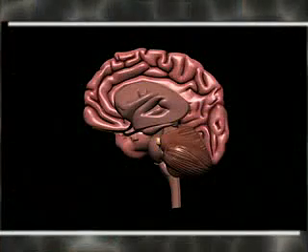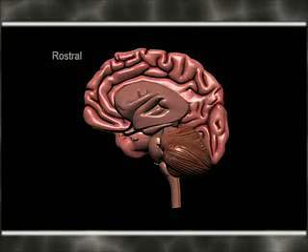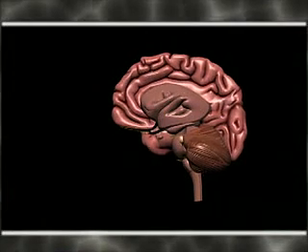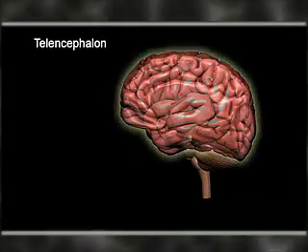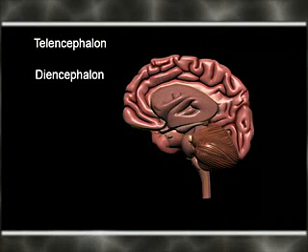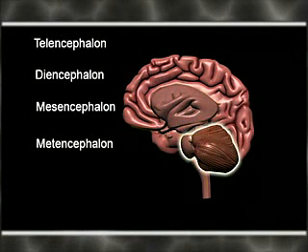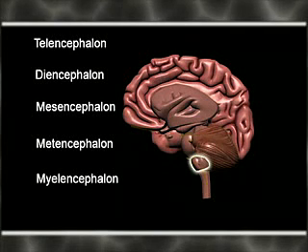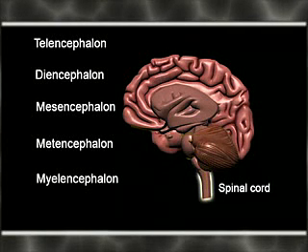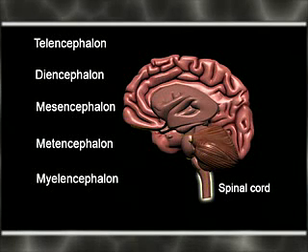If we were to subdivide the brain, looking at our brain model, going from rostral to caudal, we divide it into telencephalon, diencephalon, mesencephalon or midbrain, metencephalon, myelencephalon, and the spinal cord. In the last lecture, we also talked a little bit about different structures that were within these different brain subdivisions.